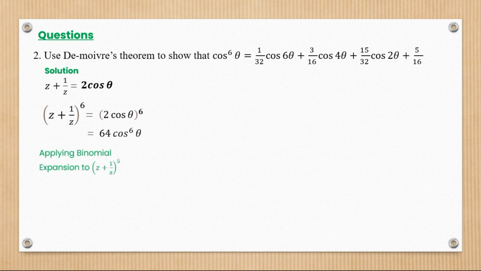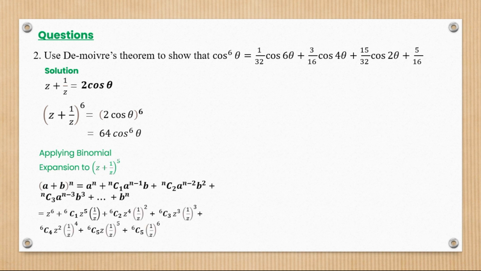So now we're going to apply the binomial expansion to the value on the left hand side. This is the formula for binomial expansion. We're going to expand up to power 6, and this is what we end up having. When you substitute in the coefficients of power 6, the coefficients are 1, 6, 15, 20, 15, 6, 1, and that's what we end up having.